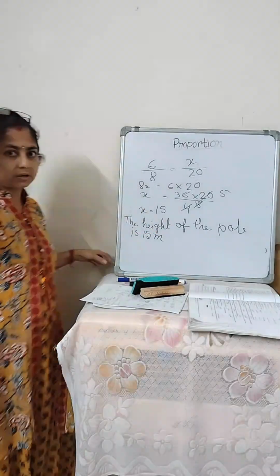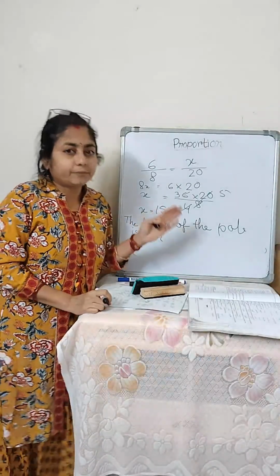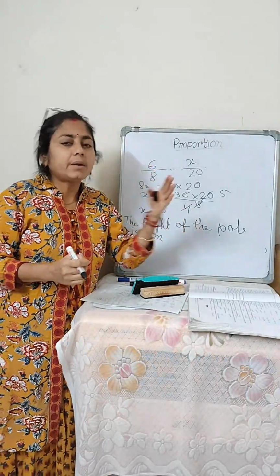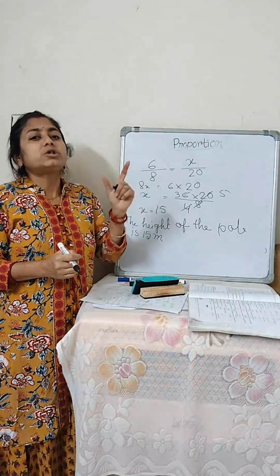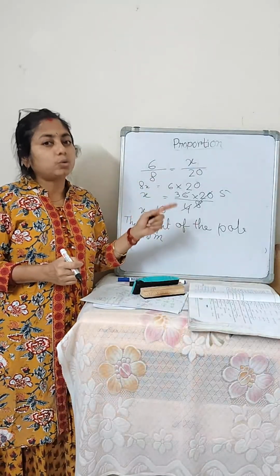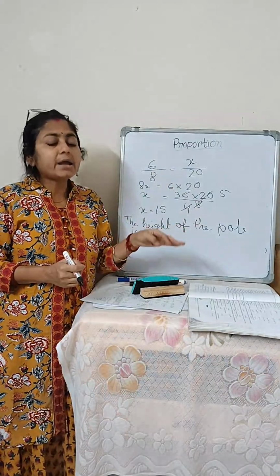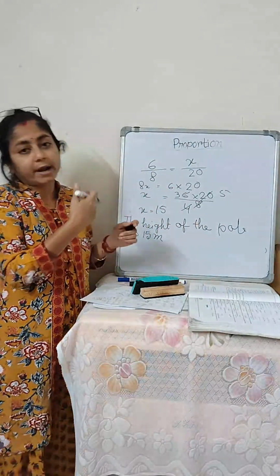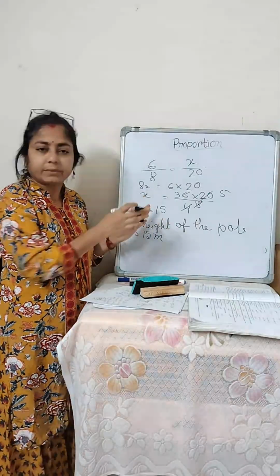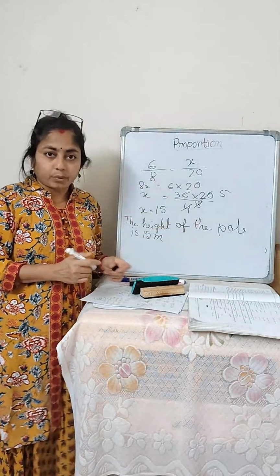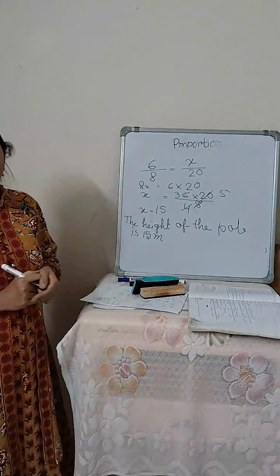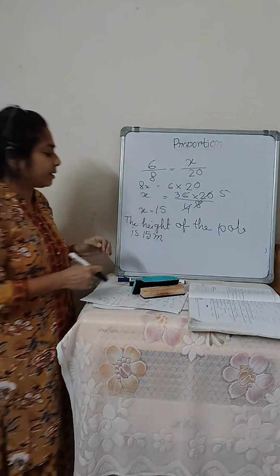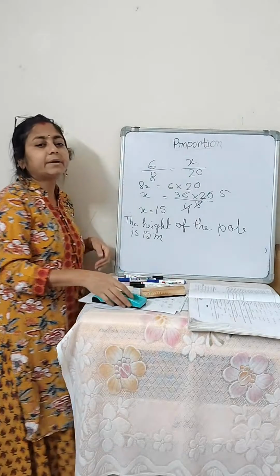Clear? What is the formula? Height of the tree by shadow of the tree is equal to height of the pole by shadow of the pole. You do not know the height of the pole, so you take it as x and do cross multiplication to find out the height of the pole. And this is the most important math in the proportion. Please make a star mark. Please complete the maths.